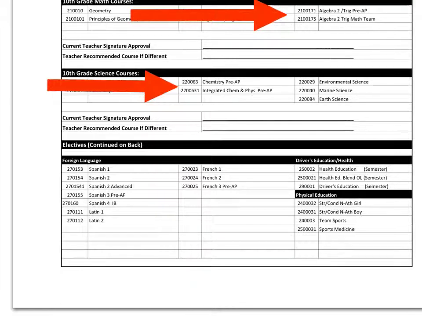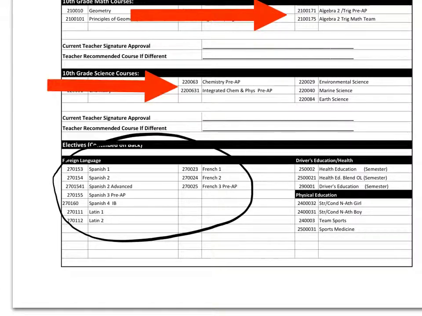Moving down the page just a bit more, the foreign language options are actually fairly simple. With the foreign languages down here in the lower left corner, you simply take the next class in your sequence. So this year as a 9th grader, if you took Spanish 1, then next year as a 10th grader, you'll take Spanish 2. Please take Spanish 2 Advanced. That class is designed for people who are continuing on into Spanish 3 and 4.